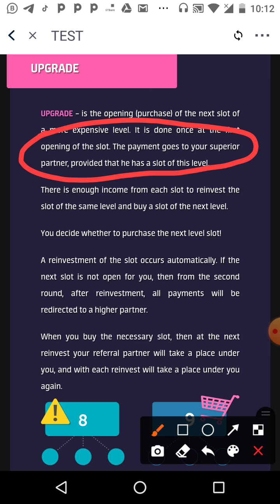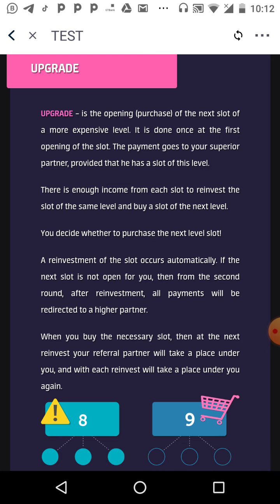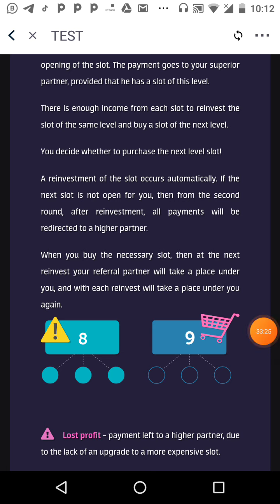But right now, if you missed it, it's so bad. I've seen cases where people cry over missing of payment. I've seen cases people cry over missing of a big money per se. So there's enough income from each slot to reinvest the slot and buy a slot of the next level.